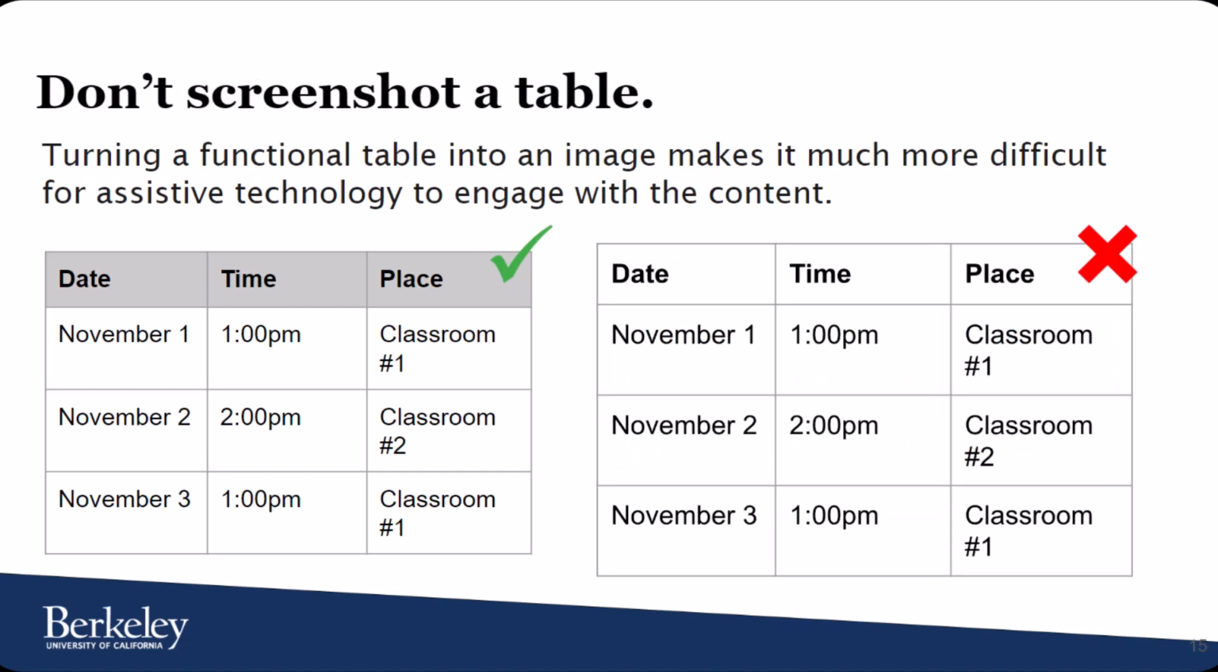Don't add a screenshot of your table in place of a functioning table. Turning a functional table into an image makes it much more difficult, if not impossible, for assistive technologies to engage with the content. In the example on the left, we have a true functioning table, while the table on the right is just a screenshot of a table and lacks many of the accessibility features we need to include to ensure our data tables are fully functional and usable for all end users.